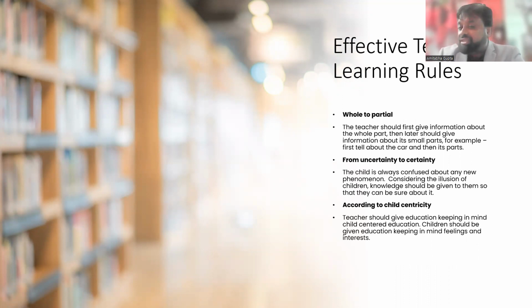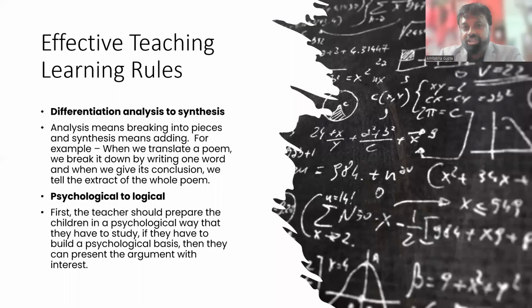From uncertainty to certainty. The child is always confused about any new phenomena. Considering the illusion of the children, knowledge should be given to them so that they can be sure about it. According to child centricity, understand the child's knowledge level, understanding, and interest. Based on that only, develop your teaching methodology.